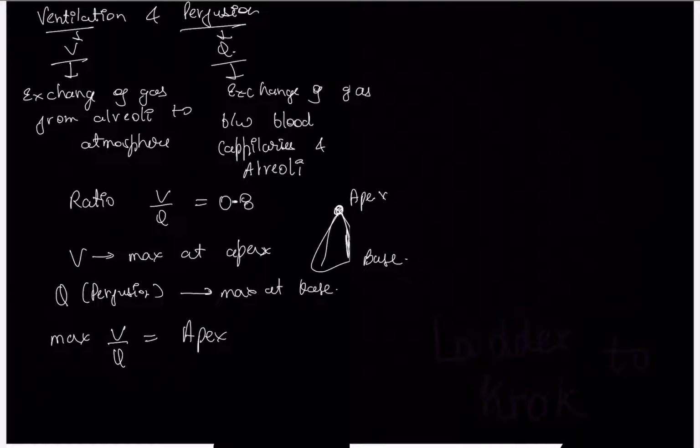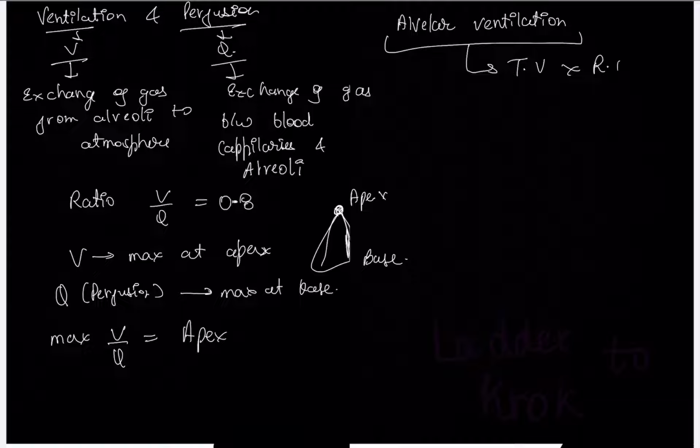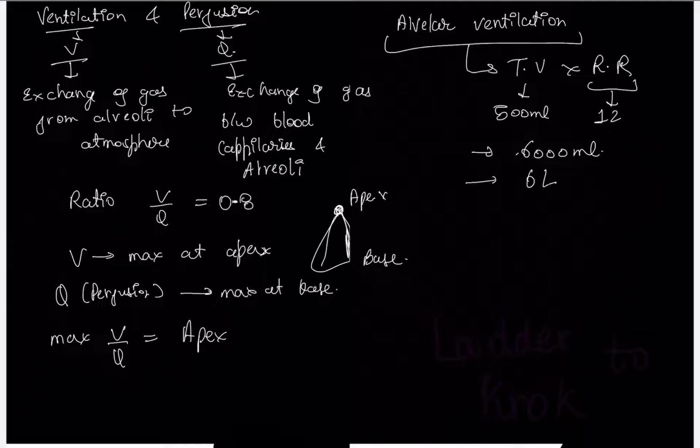Now if someone asks you what is alveolar ventilation, how can we find it? Your normal breathing is tidal volume multiplied by respiratory rate. The normal respiratory rate of a normal human being is approximately 12. Tidal volume we can take as 500 milliliters. If you multiply 500 by 12, it comes to approximately 6,000 milliliters, which is approximately 6 liters.